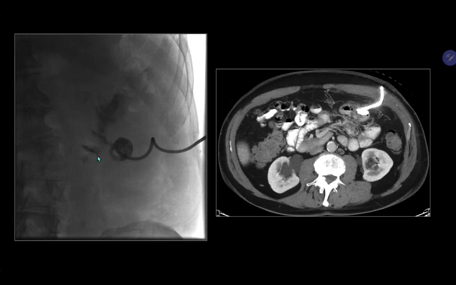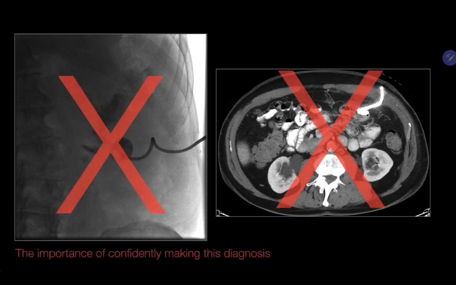And so certainly the drain was eventually removed in this case, but it was also unnecessary and could have potentially placed some risk of fistula formation. So just remember the importance of confidently making the diagnosis when you can in this case to avoid unnecessary procedures or additional treatments when the primary therapy is antibiotics.